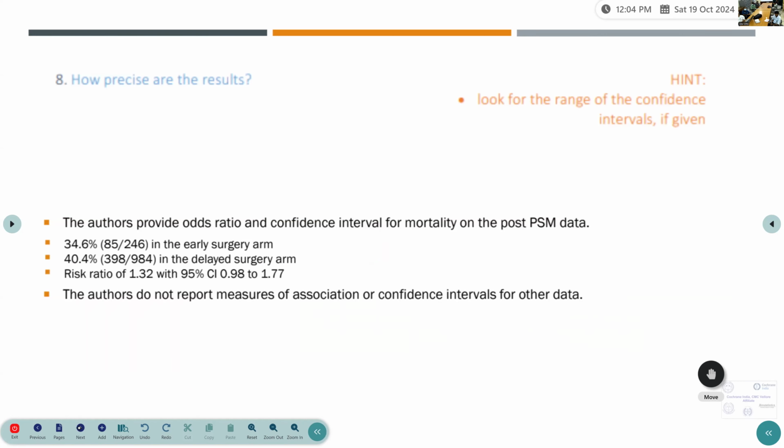How precise are the results that they've given us? So they have only given us a risk ratio for matched data for mortality and for the sensitivity analysis that they have performed. They have not given us risk ratio or odds ratio for any of the other outcomes. So we have looked at these numbers before. We had a risk ratio of 1.32 for mortality in the delayed surgery group with a 95% confidence interval from 0.98 to 1.77. The authors, like I said, did not report any measures of association for other data.